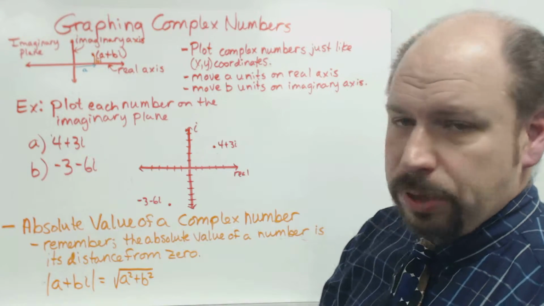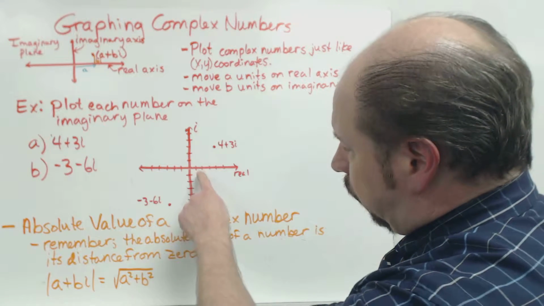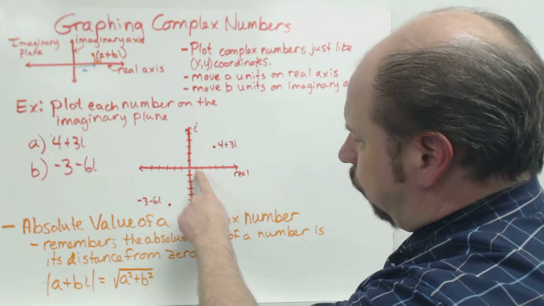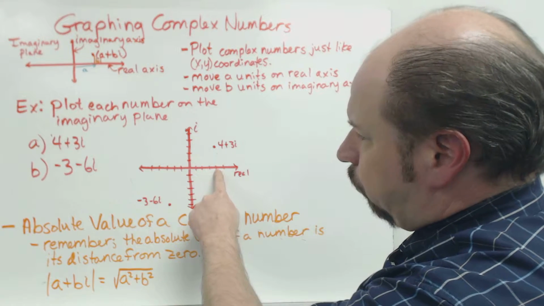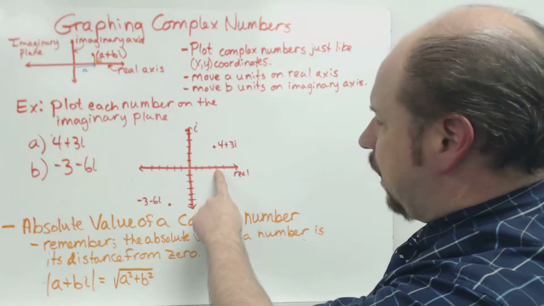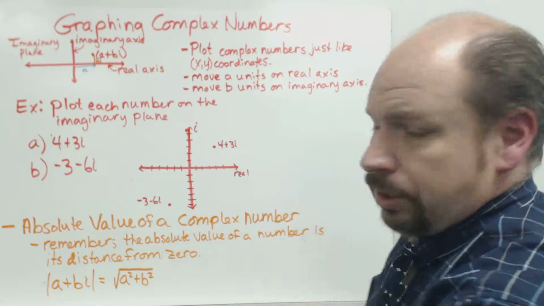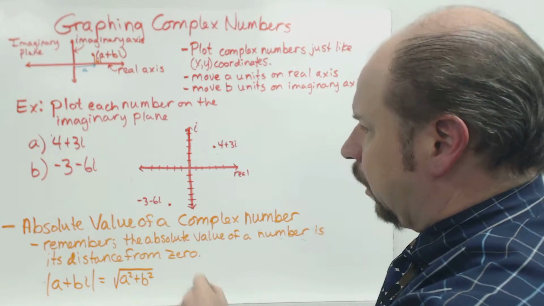Okay, so down here, plot each number on the imaginary plane. So the first one is 4 + 3i. So again, we're going to go 4 units on the real plane, or real number line, 1, 2, 3, 4. And then we're going to go up 3 units on the imaginary line. So 1, 2, 3. So here is 4 + 3i.